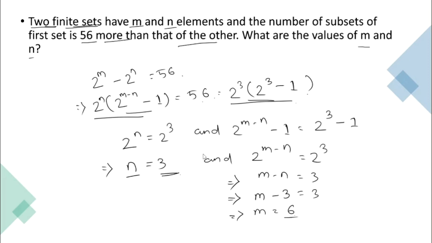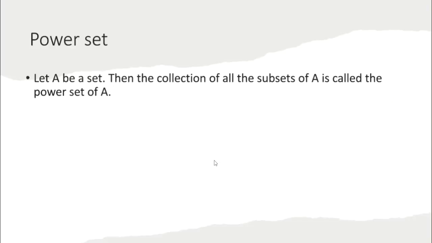So we can solve this kind of problem using the property. Now, what is a power set? Let A be a set, then the collection of all the subsets of A is called the power set of A. We have studied about subsets. Let A be a set where the elements are 2, 4 and 6. Then its subsets are as follows.